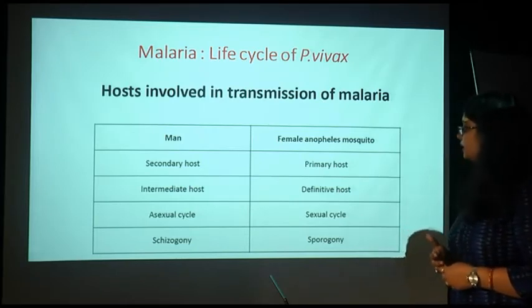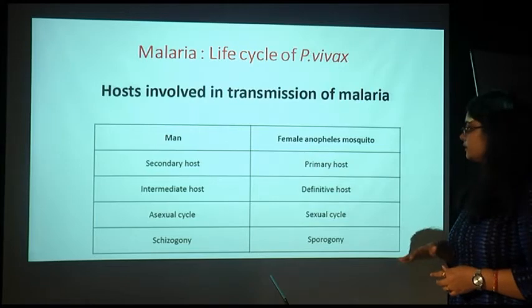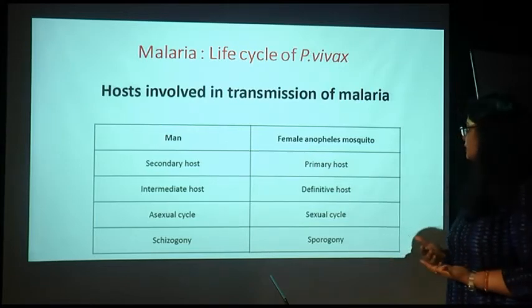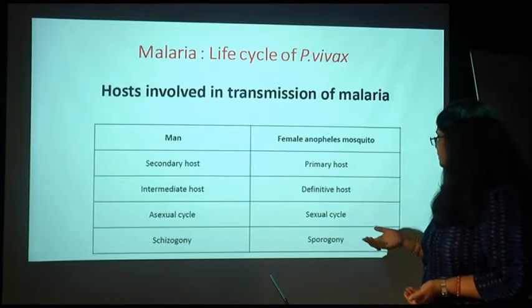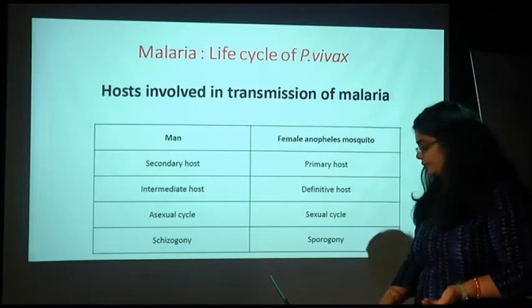Now in man, the asexual cycle occurs, which is known as schizogony, and in the female Anopheles mosquito, the sexual cycle occurs, which is called sporogony.